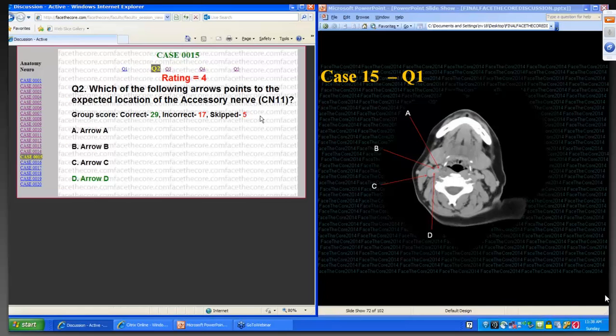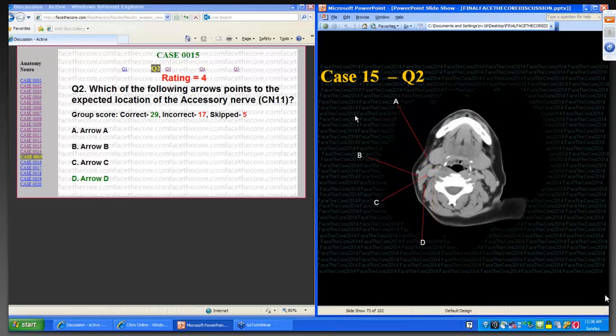The next question is, which of the following arrows points to the accessory nerve? Is it A, B, C, or D? And remember that the spinal accessory nerve is going to run in the posterior cervical space. We talked about that before, between the sternocleidomastoid and the paraspinal muscles. The accessory nerve, 11th cranial nerve, is usually injured in radical neck dissections, and then you can see patients with atrophy of the sternocleidomastoid and trapezius muscles. But this is a constant relationship as well to remember.